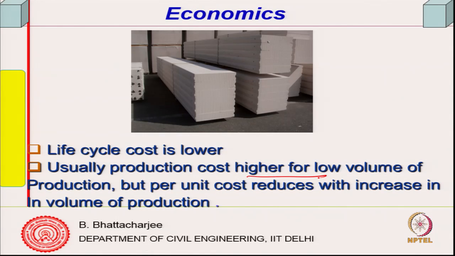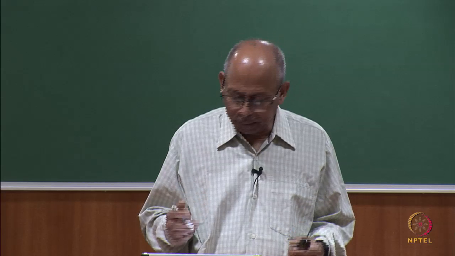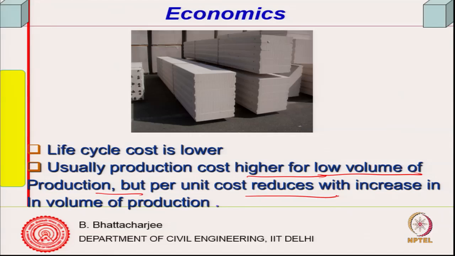Usually production cost is higher, because you have to have a mechanized system to produce this. So, if you have low volume of production, then obviously cost would be higher, because initial investment is higher. So, there is a break even number. After a certain volume of construction, cost reduces. Sometime later on I might talk about the break even number related to this.